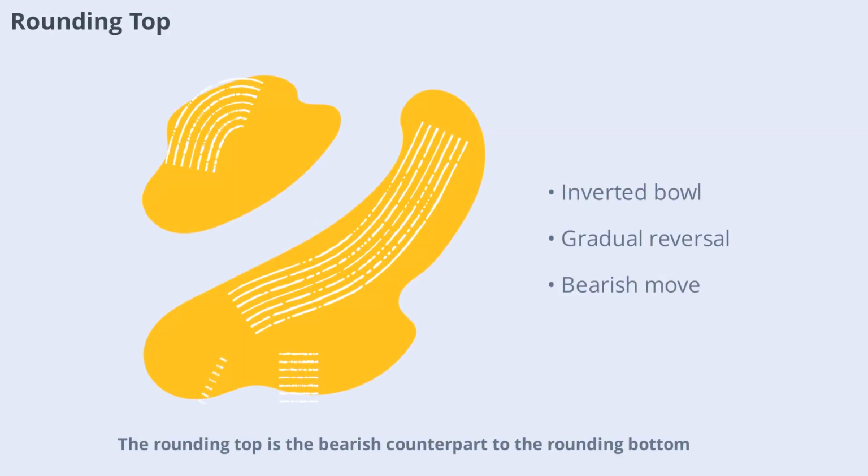Rounding top is the bearish counterpart to the rounding bottom. It forms after an uptrend and resembles an inverted bowl. This pattern signals a gradual shift from buying to selling pressure and often leads to a sustained downward move. Rounding tops are helpful for spotting trend reversals and planning exits.